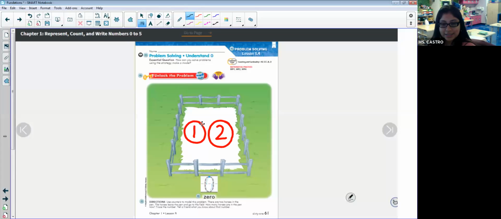Then it says, the horses leave the pen and go to the field. So now we have to show that the horses are leaving the pen. To show that they're leaving the pen, we are going to make X's. So both of the horses leave. So we make an X on both horses.